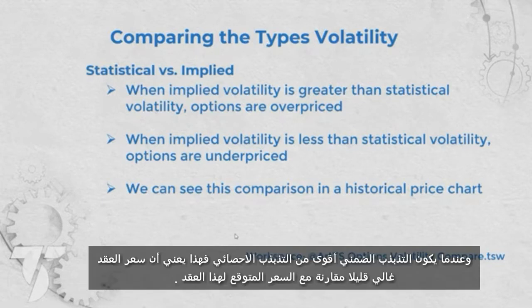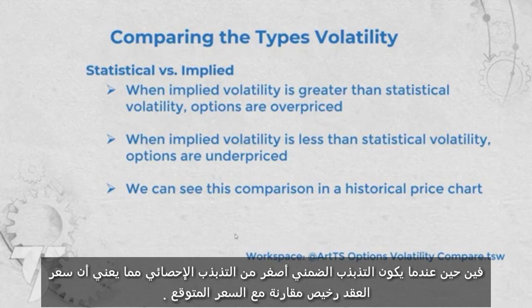And when implied volatility is greater than statistical volatility, that tells us that the options are a little bit expensive compared to the price potential of the underlying asset. And when implied volatility is less than that statistical volatility, then options are underpriced for that particular price potential.